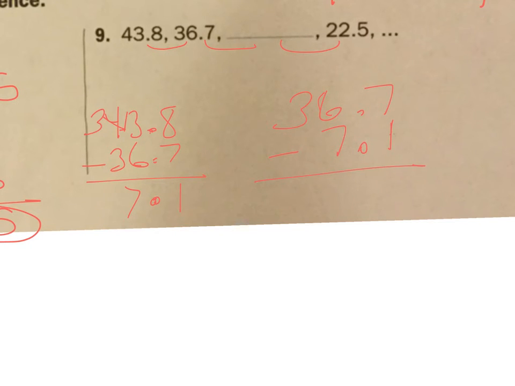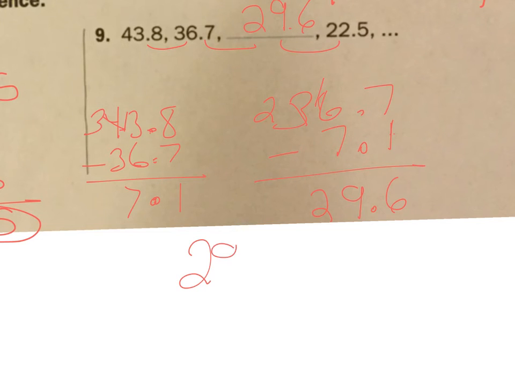7 minus 1 is 6. Drop my decimal. That I can't do. That becomes a 2. 16. That's 9. And 2. So I'm going to say it's 29.6. But I want to be sure.